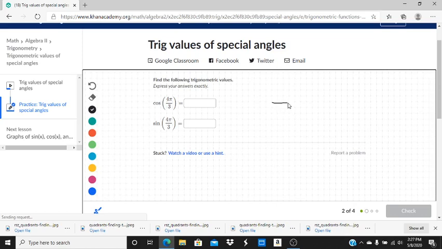So let's draw it out and label our quadrants in radians. As we go around the circle here, we're going to start with 0 radians. 90 degrees is pi over 2 radians. 180 is pi radians. 270 is 3 pi halves. And all the way around the circle is 2 pi.